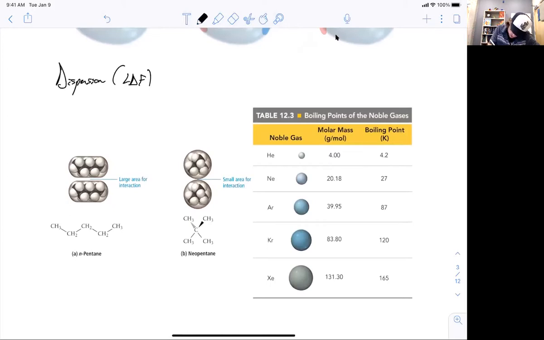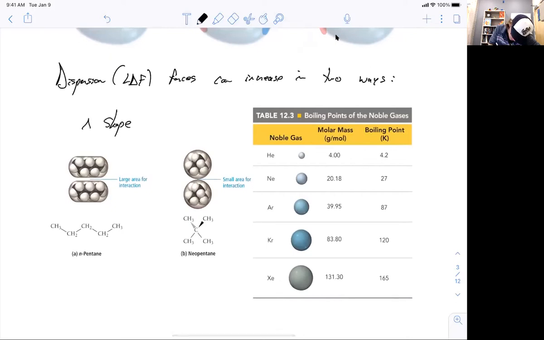Dispersion forces can increase in two ways. The first is shape. Both of these chemicals have the exact same number of atoms. They have the same molecular weight. That means they have the same number of electrons.